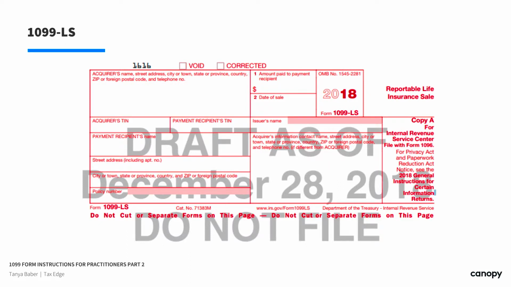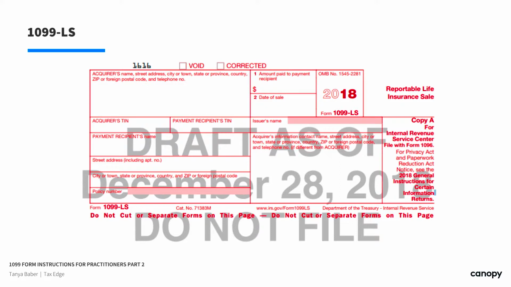It may not be that you run across these all that often. This is the brand new one that was created for 2018. These are some instructions that help outline what's in here. If you're an acquirer of a life insurance contract or any interest in a life insurance contract on a reportable policy sale under 6050Y, you have to give this form. The payment recipient receives this form as part of the transaction.